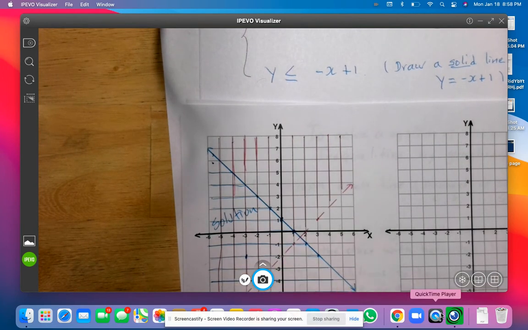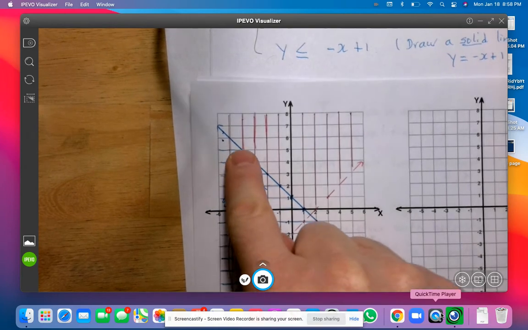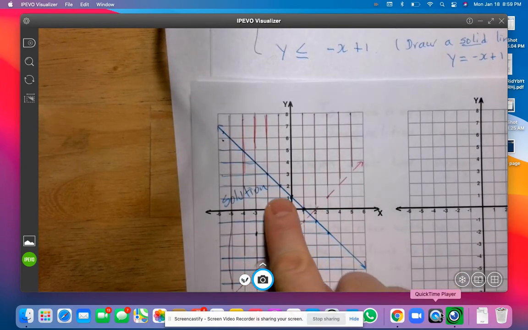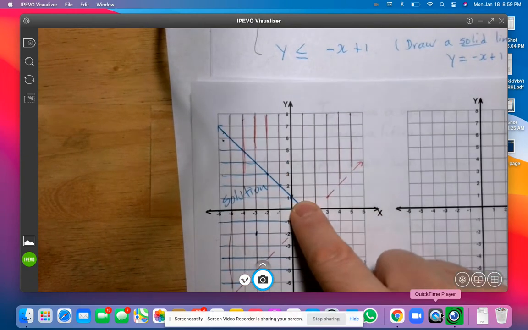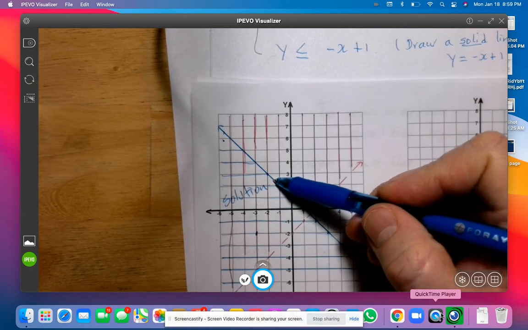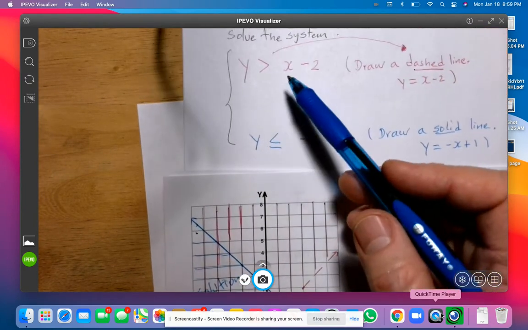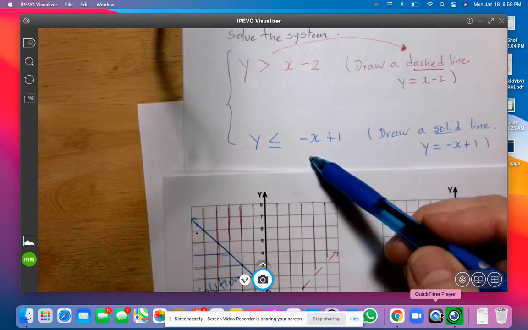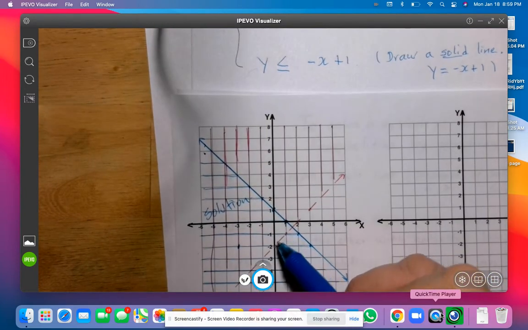So when you do that, there will be a region that is double shaded. In this case, it is this kind of triangular shape right here. Notice that this boundary is included. So any point here will satisfy both inequalities, this and that inequality, whereas a point on the red line will not, because this is a dashed line.